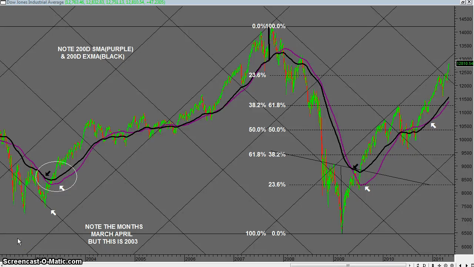Just going to have a quick look at the Dow Jones. Okay. What I've got here is a pretty simple chart. It's just got a set of fibs on it from October high to March low. I've also put in a 200-day exponential moving average and a 200-day simple.